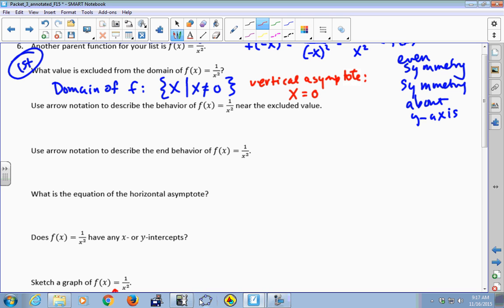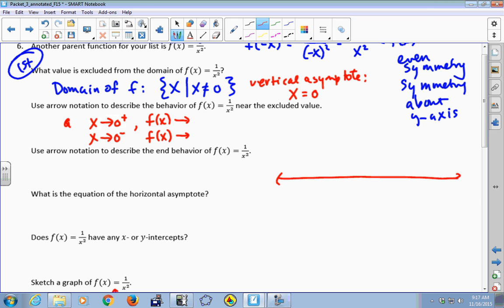So use arrow notation to describe the behavior of our function near the excluded value. To do that, you have to say, what happens to my function as x approaches 0 from the right and as x approaches 0 from the left? What happens to the value of my function? What does it get close to? That forces you to think about putting in values of x. If you're sitting along the x-axis, you start to get values of x that get closer and closer to the y-axis, from both directions.